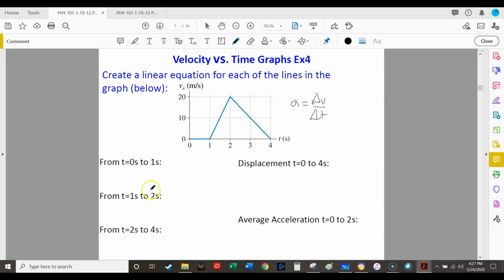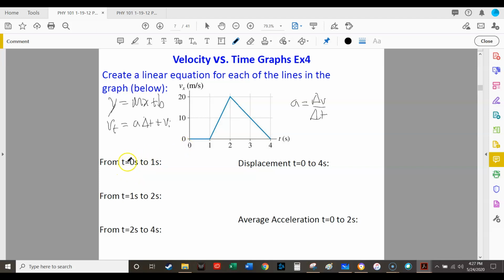All right, here we go. So you're asked to get linear prediction equations for each one of these time increments. And again, you're going to be doing y is equal to mx plus b. But in this case, you're going to be predicting final velocity using slope times delta t plus initial velocity.